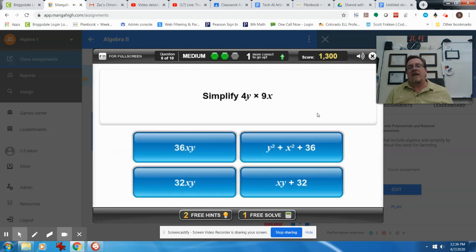Simplify 4y times 9x. Well, what's 4 times 9? 36, they all said. So we're going to take 36xy.